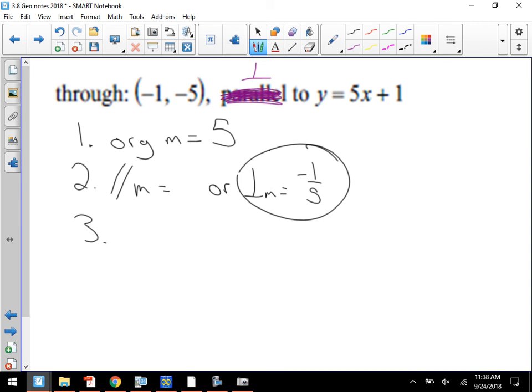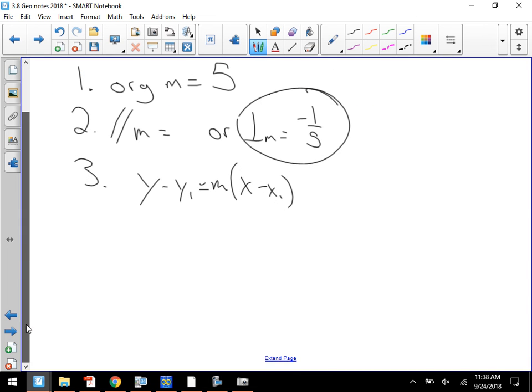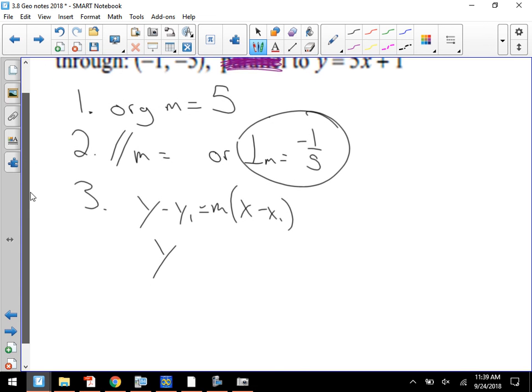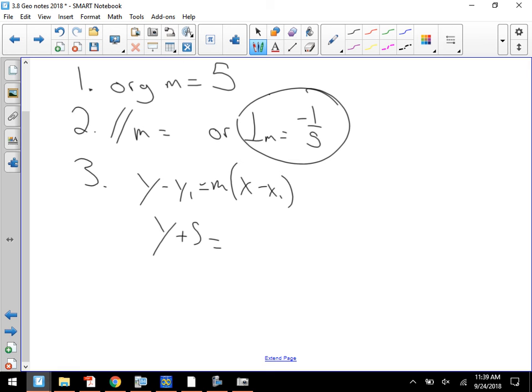Point slope. You know the reason why I keep writing it out? The more you write it out, the more you'll remember it. Y plus 5 equals negative 1/5 times x plus 1. Yes, sir.